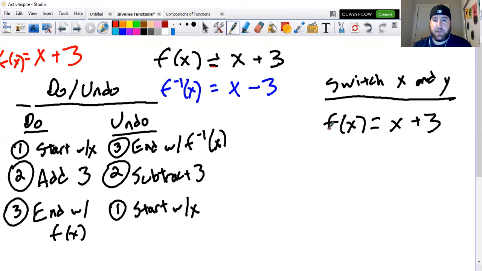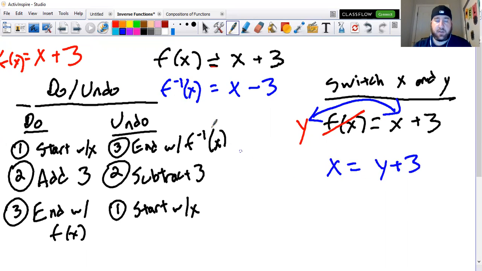All right, so first thing we've got to do is replace the f of x with y. So now I've got y equals x plus 3. You can rewrite that if you need to, but I'm trying to save a little space. So I replace f of x with y, and then I'm going to switch x and y. Once I do that, I now have x over here on the left and then y plus 3 on the right.